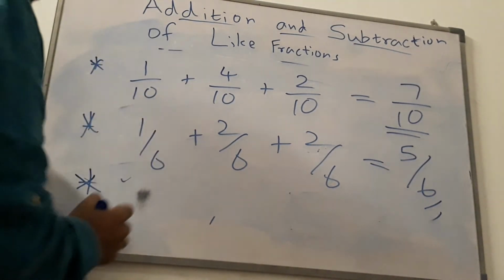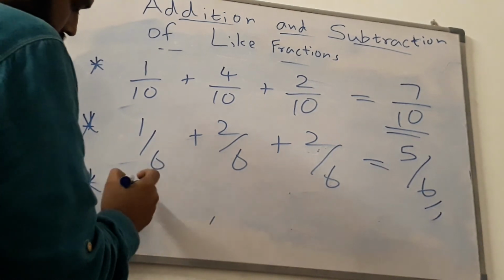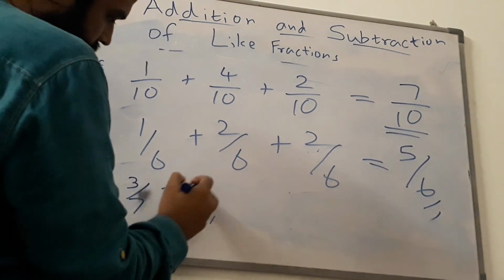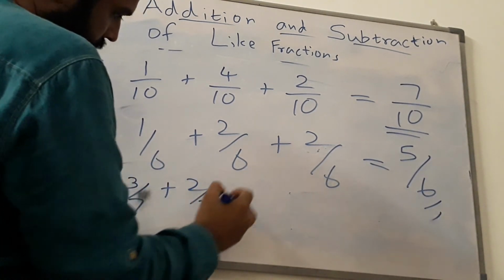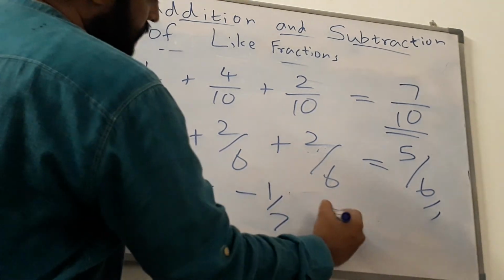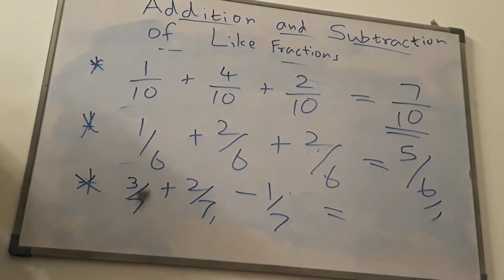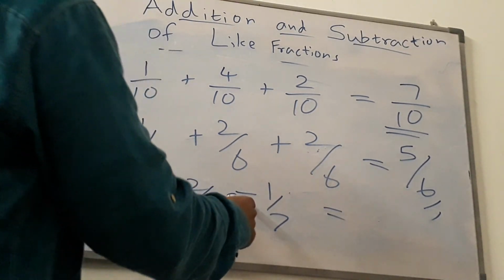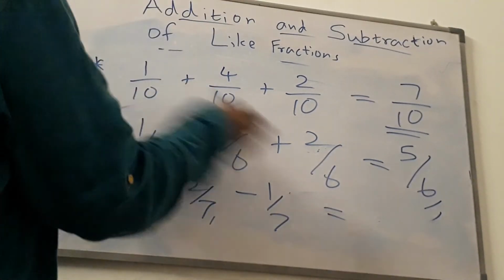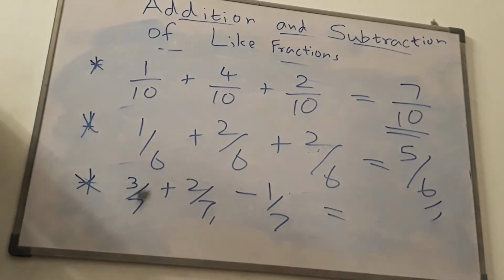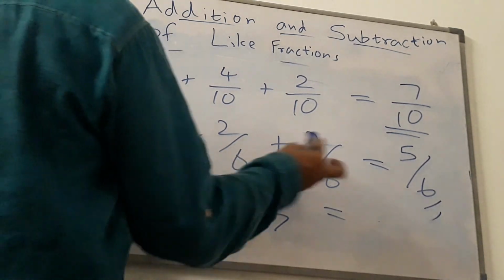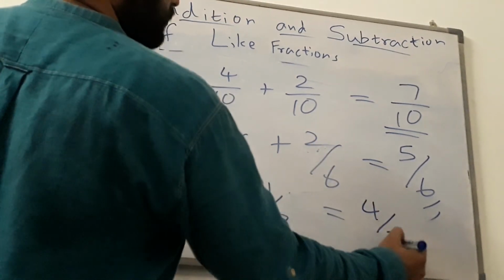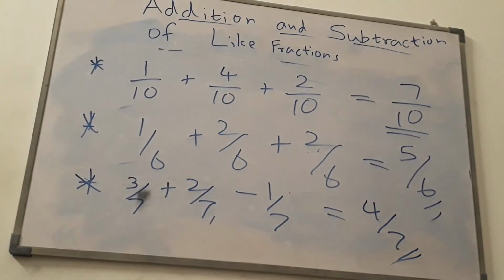Next sum. 3/7 plus 2/7 minus 1/7. Here what we have to do is add 3 and 2 together. 3 and 2, 5, then there's a minus. You have to subtract 1 from this whole, the sum of 3 and 2. 3 and 2, 5, 5 minus 1, 4. So it is 4 out of 7.